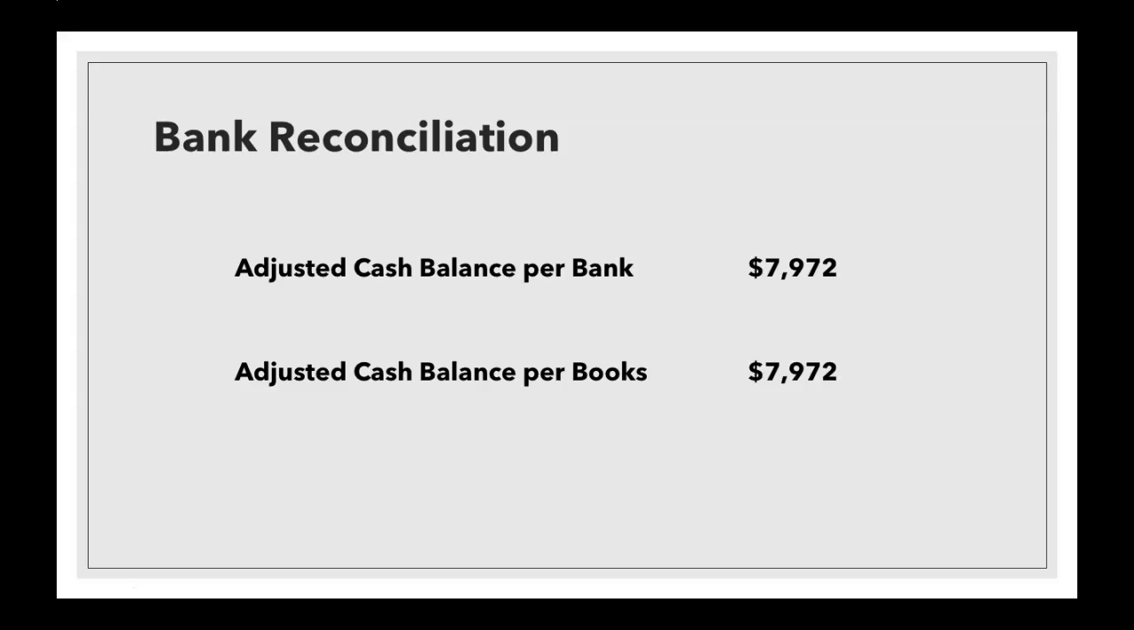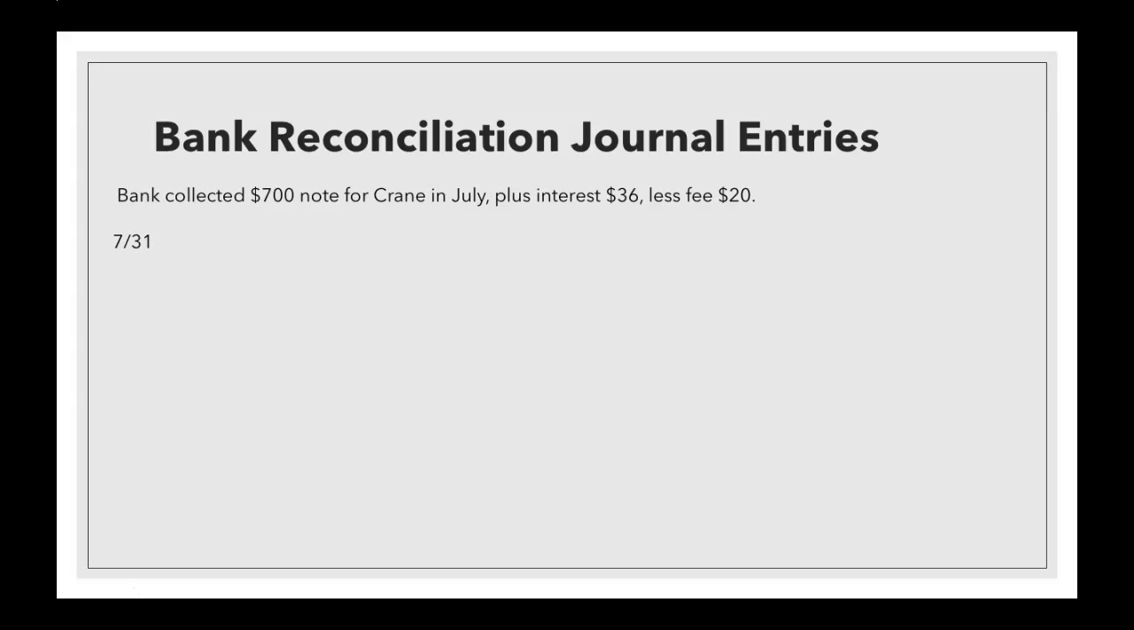Now, there's some journal entries that go along with this bank reconciliation. Anything that's over on the per books side, you're going to need to prepare journal entries for. So we had first the bank collected a note, and then we also had that bank service charge, right? So those are the two adjusting entries that we will need to prepare here in this example problem. So let's first work on the bank collected a $700 note for Crane in July, plus that interest of $36, less the fee of $20.